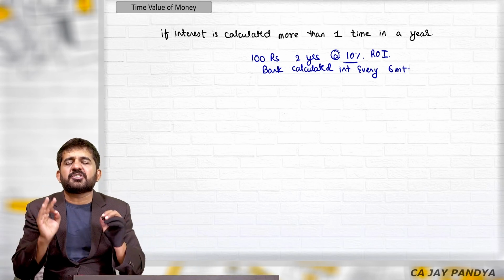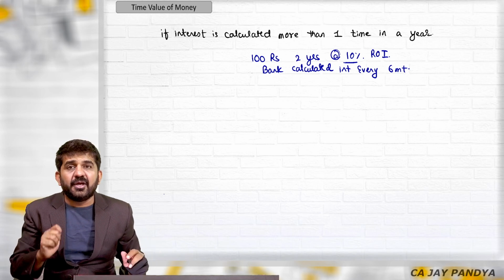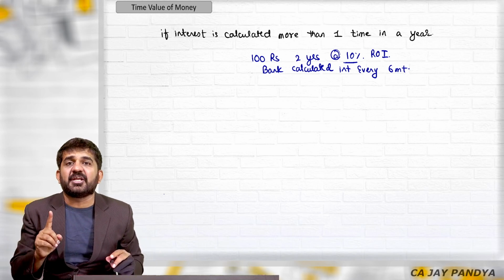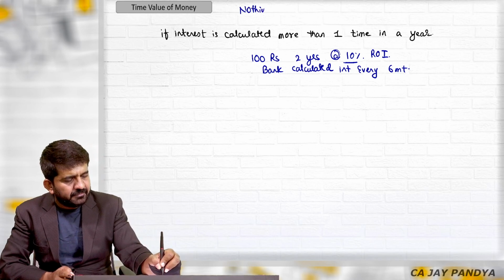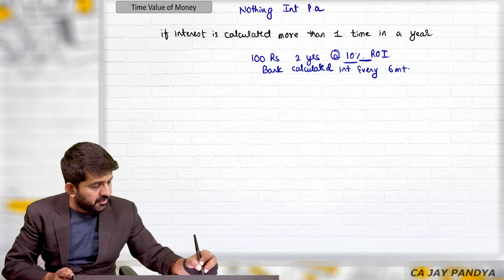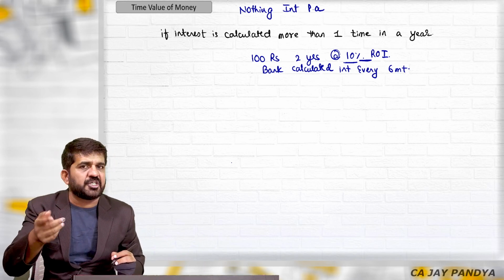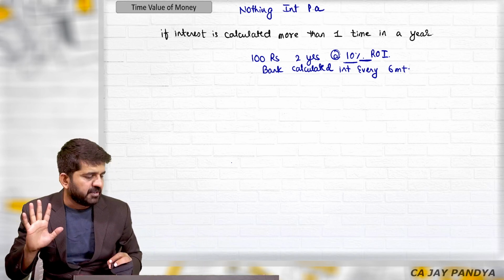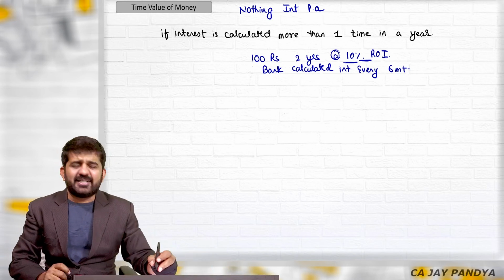Anytime interest is written in an FM book or anywhere in finance, the interest is always represented per annum. So again, if nothing is written, interest is always per annum. Here nothing is written, so 10% is per annum. If it is written that it is for 6 months, then it is for 6 months. Otherwise, it is always per annum. Every 6 months. You will say, sir, it is very simple.